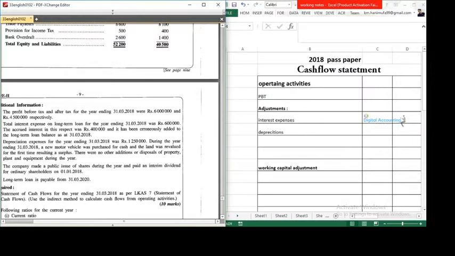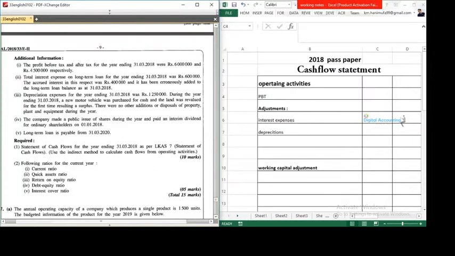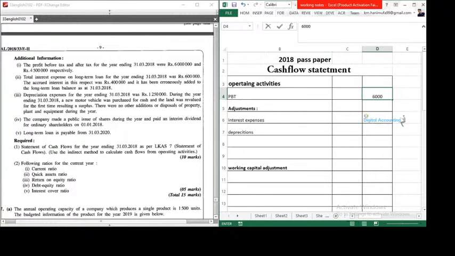The profit before tax and after tax for the year ending March 2018 was 600,000. It is easy to do this. PBT is the profit before tax. For the year ending, we only need the PBT here. So that is what we have, and we can use it here. Okay, let's move on to the topics.